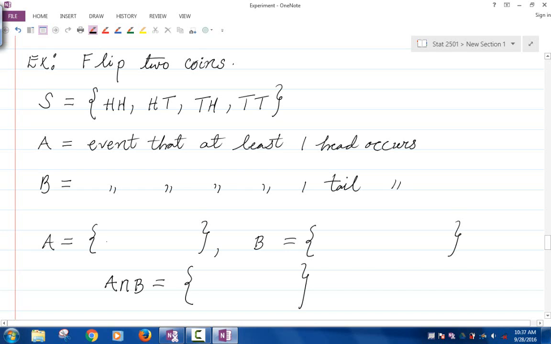What is it? Yeah, A would be, it says at least one head, right? So it could be HH, right? It says at least one head, so it could be HT, it could be TH, right? At least one head. How about B? TT, TH, HT, right?